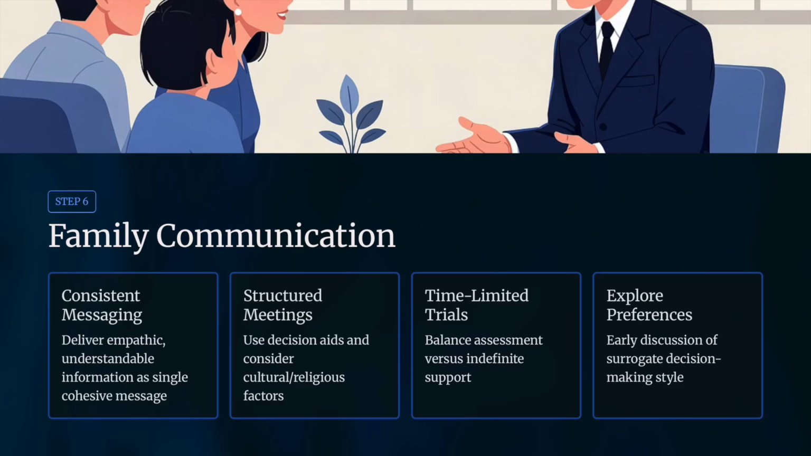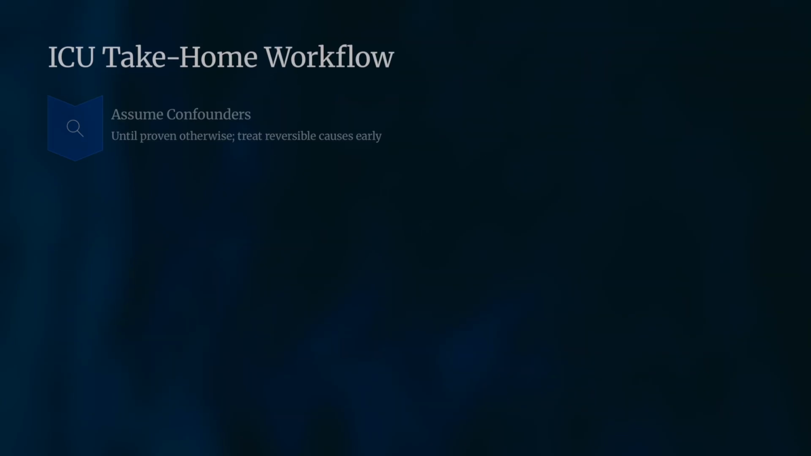Balance the assessment versus indefinite support. This is very important. Do not take decisions on day 1 or day 2, but that doesn't mean you take the decision at day 200. There has to be a balance, and there is no single correct answer as to which day is the best day. Exploring preferences and early discussion of surrogate decision making is very important here.